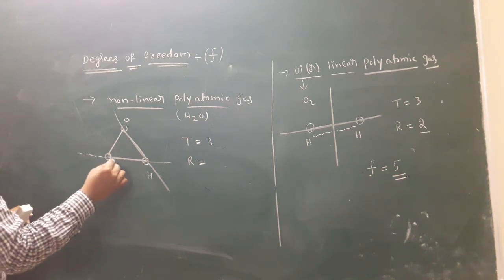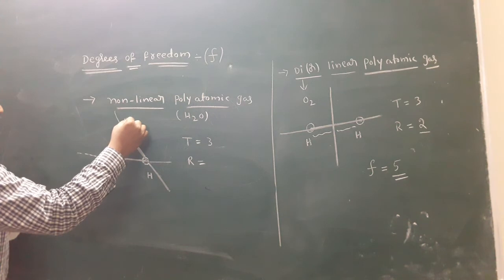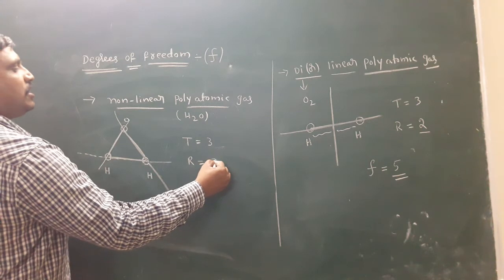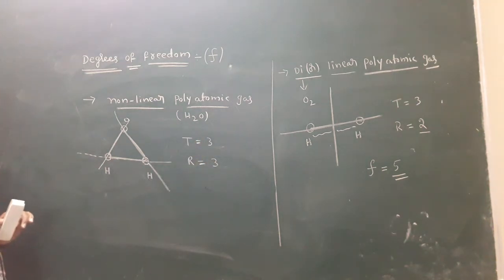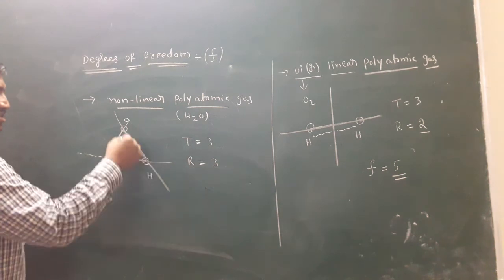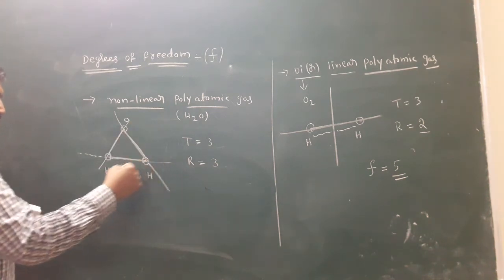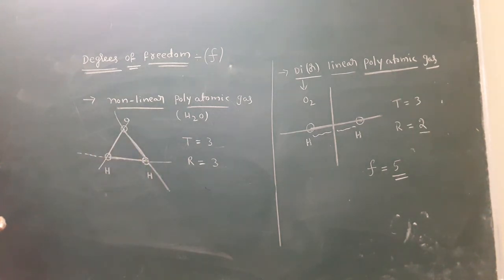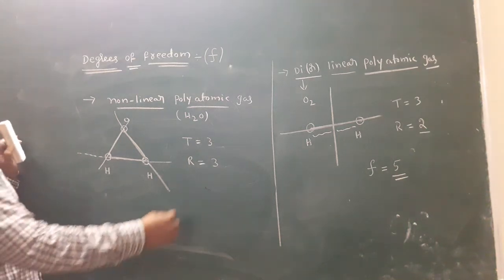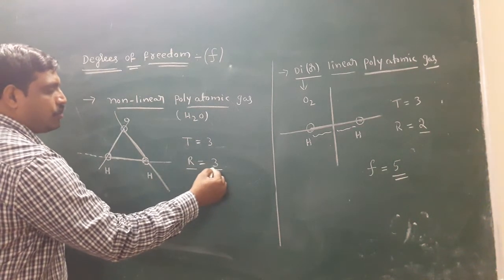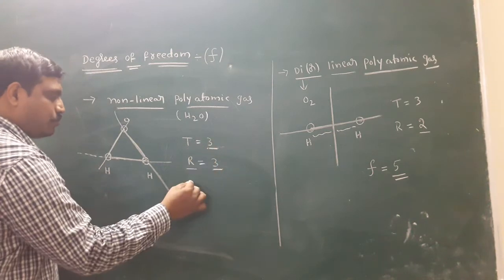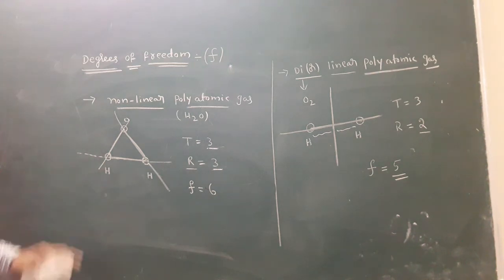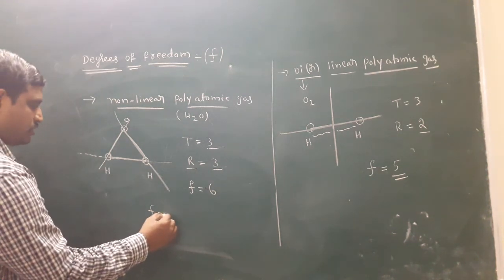Suppose I take this axis, this will be present. This means rotatory motion has 3. Rotatory motion is also 3. With respect to this axis, this is present. With respect to this axis, this is present. With respect to this axis, this is present. So that's why the moment of inertia in 3 dimensions is possible. 3 rotatory motions, 3 translatory motions. What is the degrees of freedom? 6.